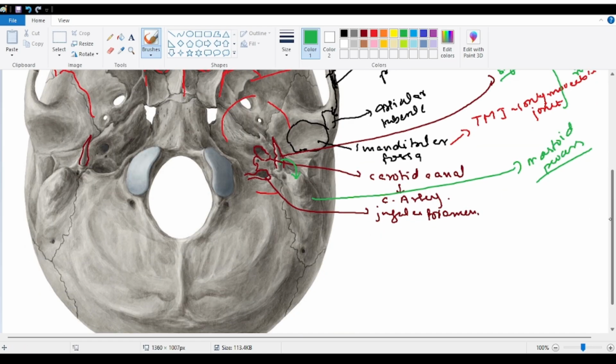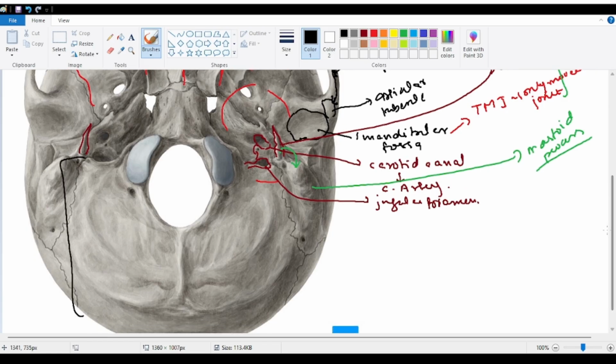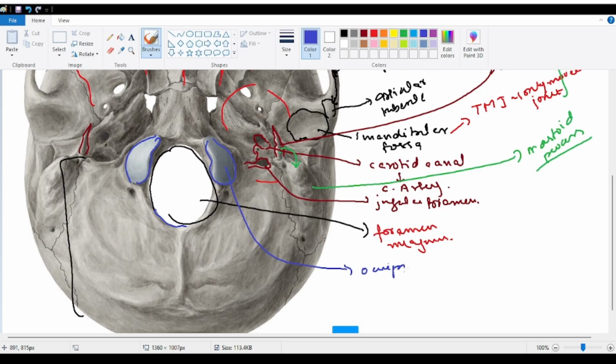Now finally here we see the occipital bone. That's the most posterior part of the inferior view of the skull. Here you can see a large foramen. This foramen is known as the foramen magnum. As you can see, it's huge, or magnified, so it's named accordingly. On both sides of the foramen magnum, you can see two condyles, named the occipital condyles.